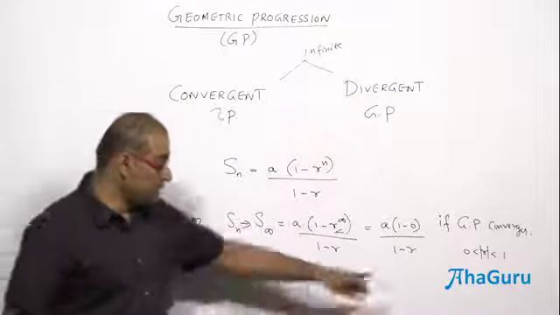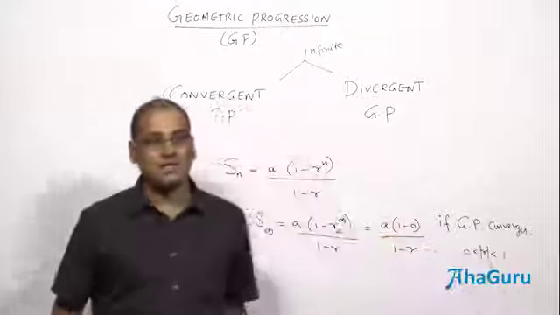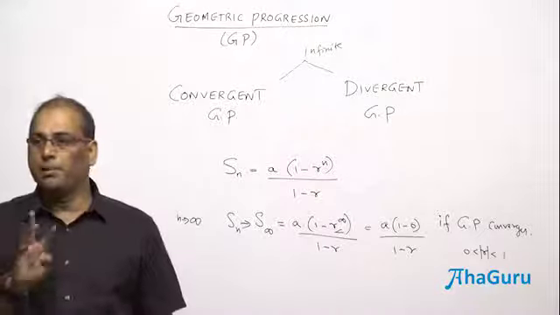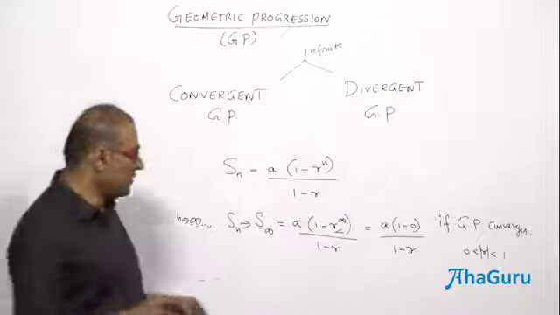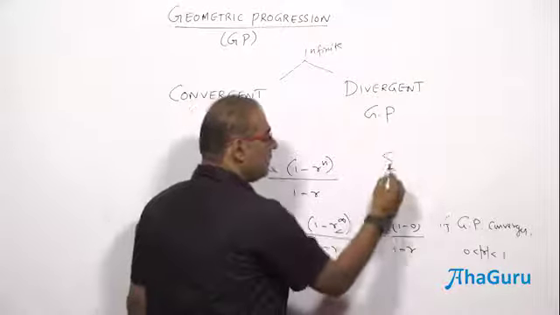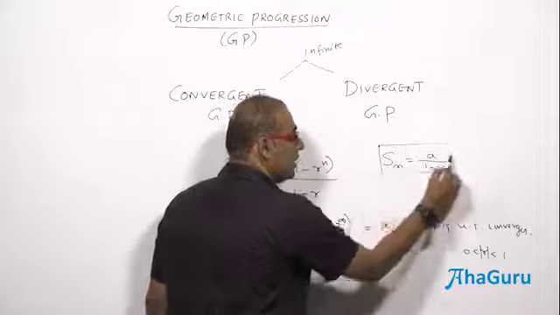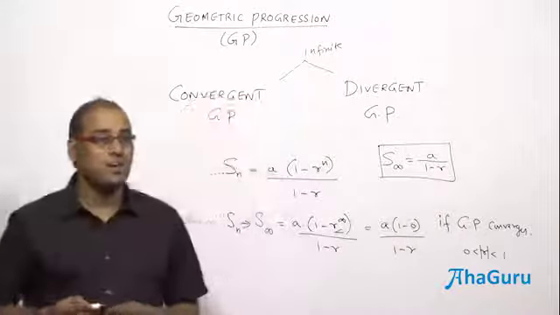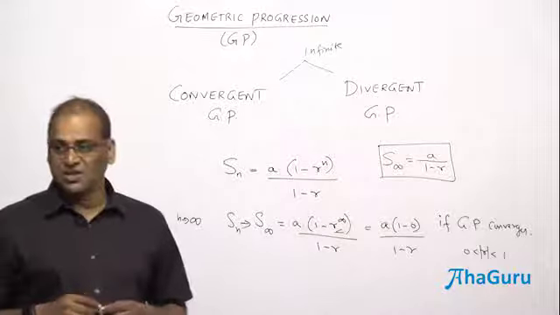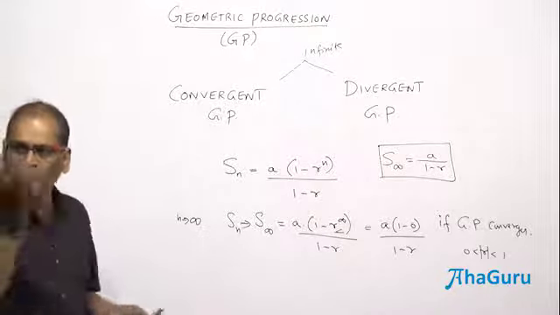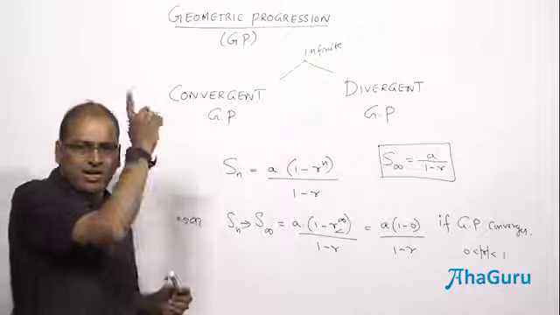So therefore, the actual condition is 0 less than mod r is less than 1. The magnitude should be between 0 and 1. It's going to converge. Then the formula will become what? A by 1 minus r, for which GP? Convergent GP.